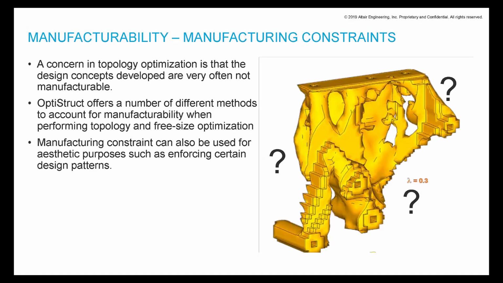A concern in topology optimization is that the design concepts developed are very often not manufacturable. Another problem is that the topology optimization solution can be mesh dependent. Manufacturing constraints can also be used for aesthetic purposes, such as enforcing certain design patterns.